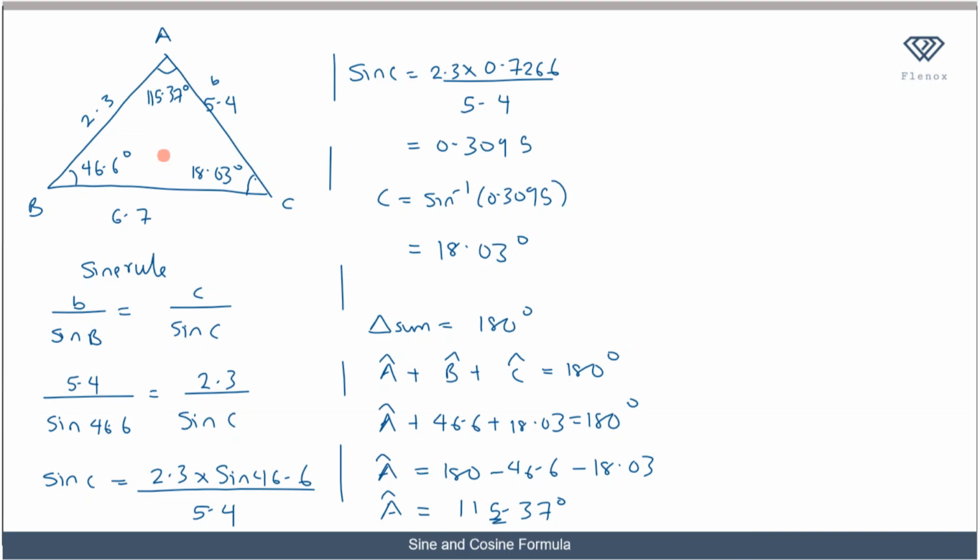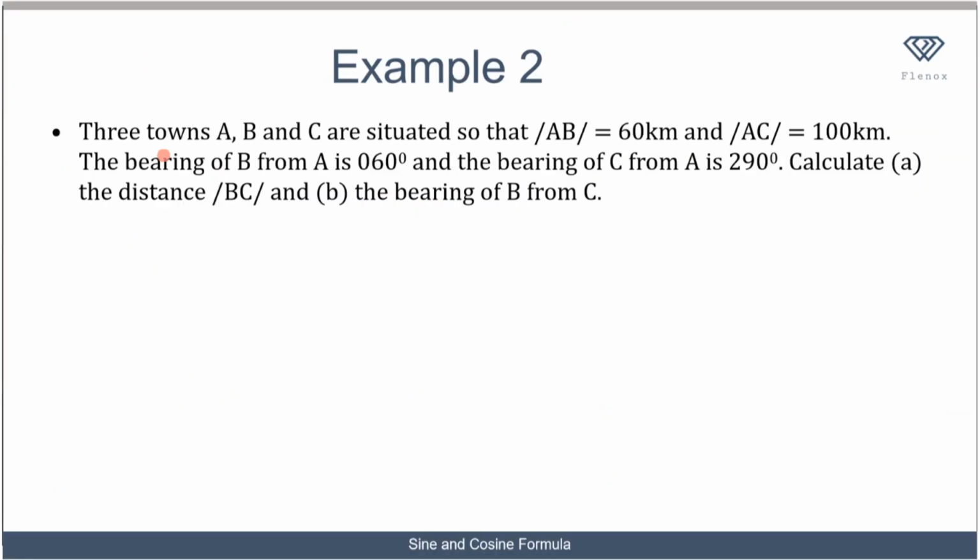Now let's look at another example that combines our knowledge of both the sine rule and cosine rule. It also combines the idea of bearing. This is the example that I mentioned when I was talking about bearing that we're going to solve later on. But we didn't solve it then because we needed the idea of the sine rule and cosine rule to be able to solve it.